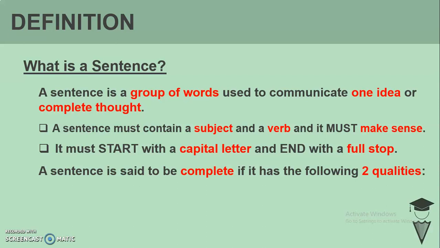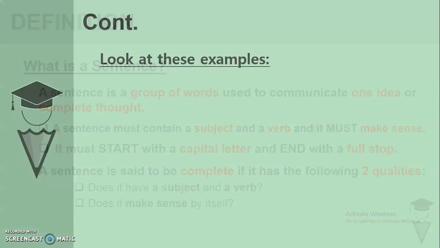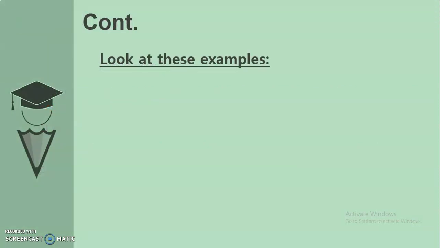Therefore, for a sentence to be complete, it has to have these 2 qualities. Firstly, does it have a subject and a verb? Does it make sense by itself? Does it communicate any meaning? If this is there, we call that group of words a sentence. Let me give you some examples.